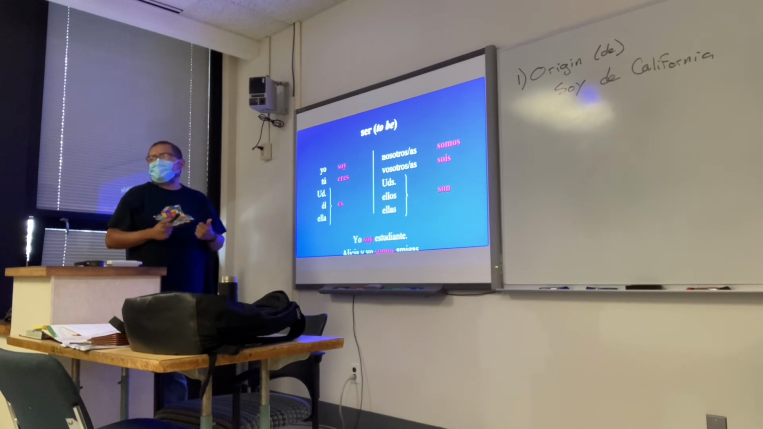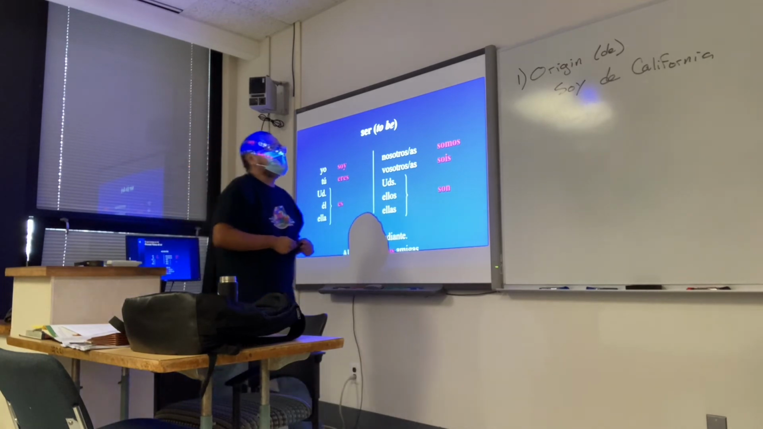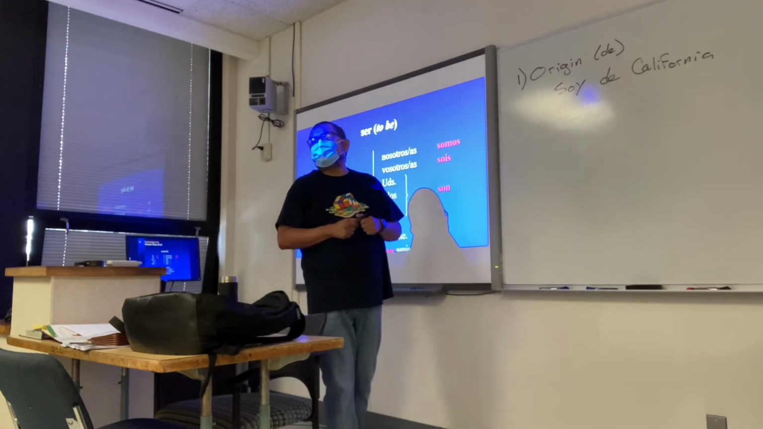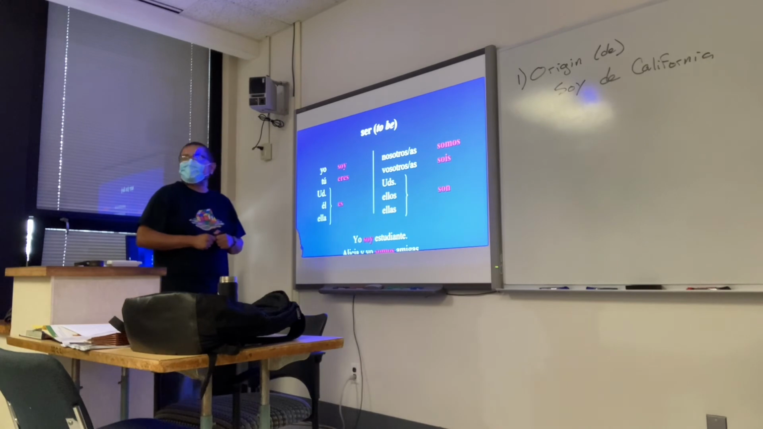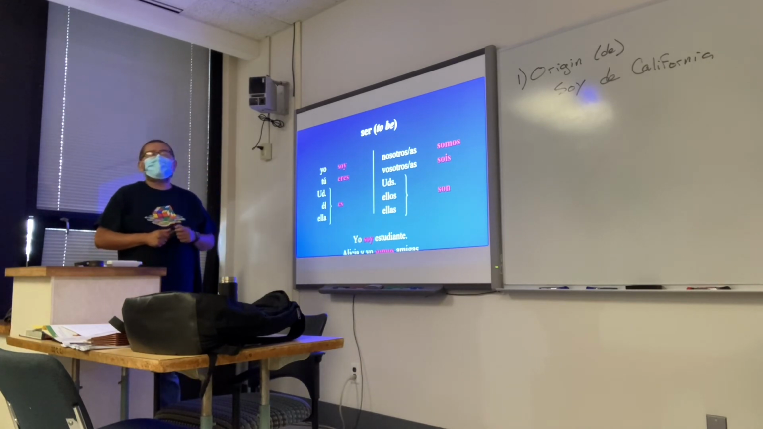Josh, ¿de dónde eres? Where are you from? Yo soy de Rome, Nuevo York. Soy de Rome. Did I get it? I got it mostly right. Mostly. Soy de Rome. You just called yourself Rome. Yeah, you just said I'm Rome. All right, so soy de Rome. Fatima, ¿de dónde eres? Soy de Iraq. De Irak.